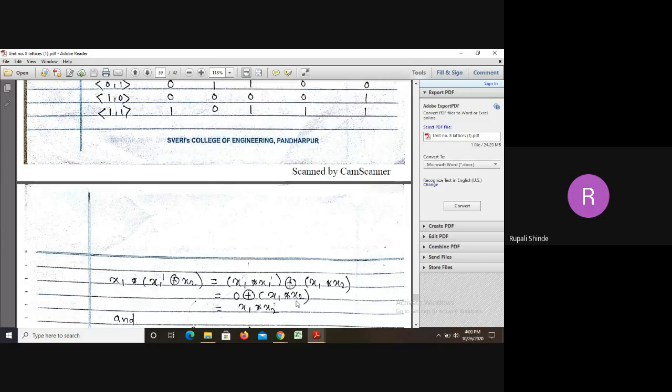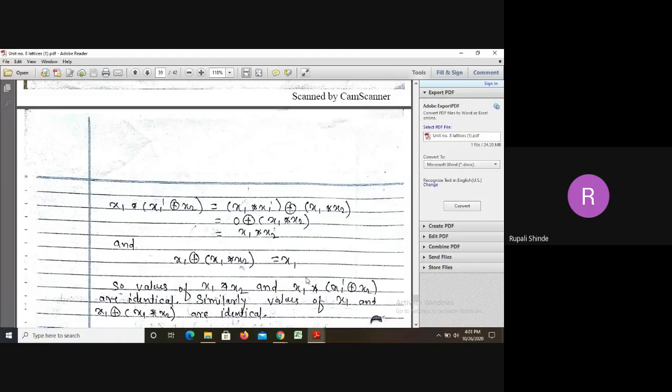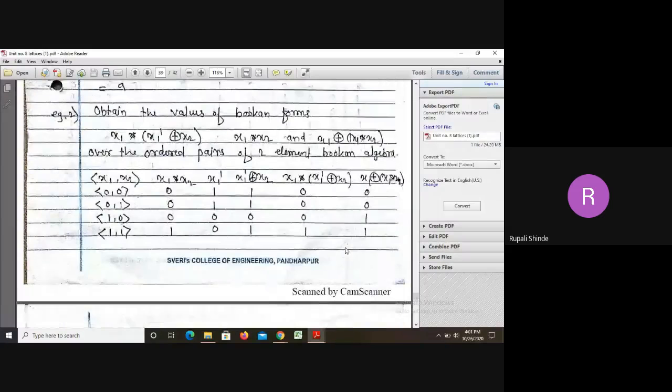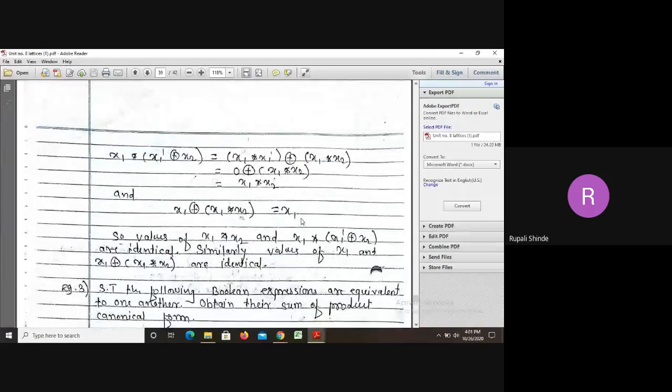So if you add 0 with anything, you will get that value only. Likewise, x1 plus 0, you will get x1 only. So likewise, here you will get x1 star x2. So from this, we can say that these two forms are identical. Likewise, we can prove for this one, these two forms are identical and its value is x1. This is not given in the question, they just told us to find the values for these boolean forms. So that is not mandatory, just an additional part I told you.